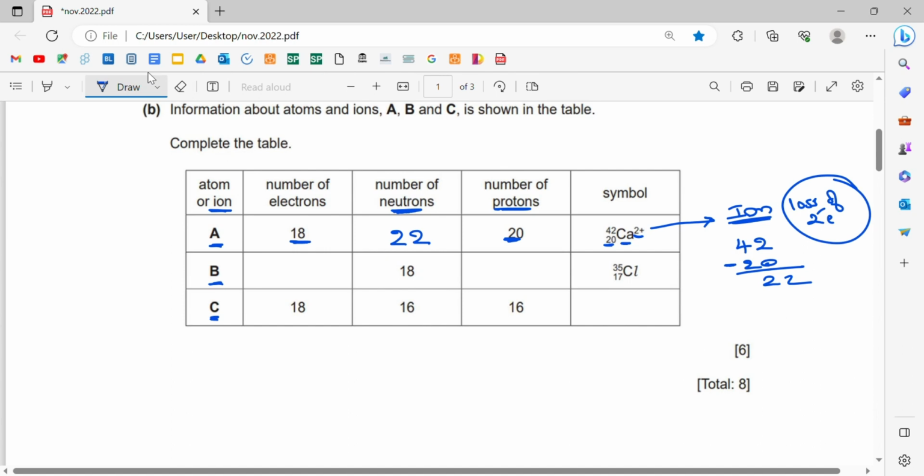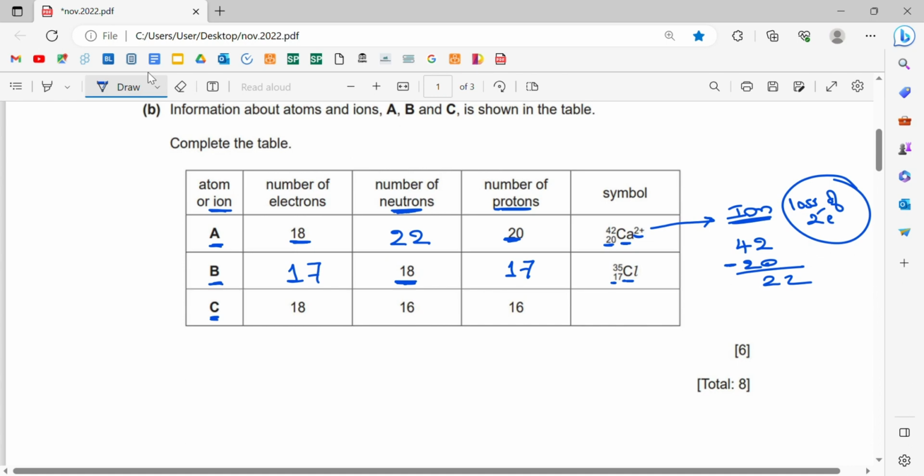What about atom or ion B? Here it's only given the number of neutrons, and it's given the symbol chlorine 35, 17. 17 is the proton number, so the number of protons is equal to 17. And since here it's not an ion, it doesn't have a charge, so this means the number of protons is equal to the number of electrons. So the number of electrons is equal to 17 as well.